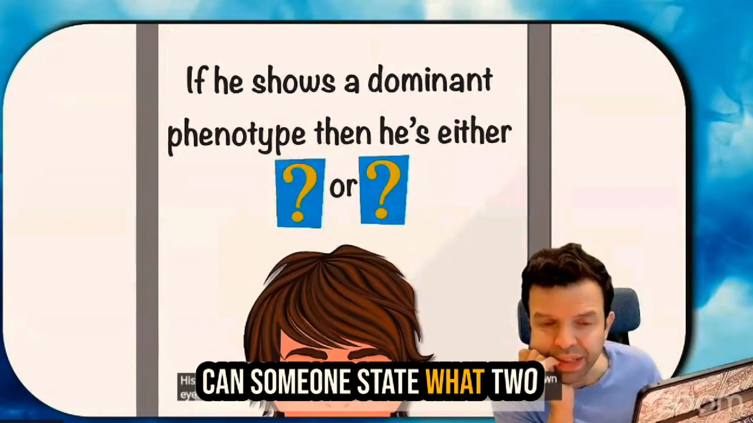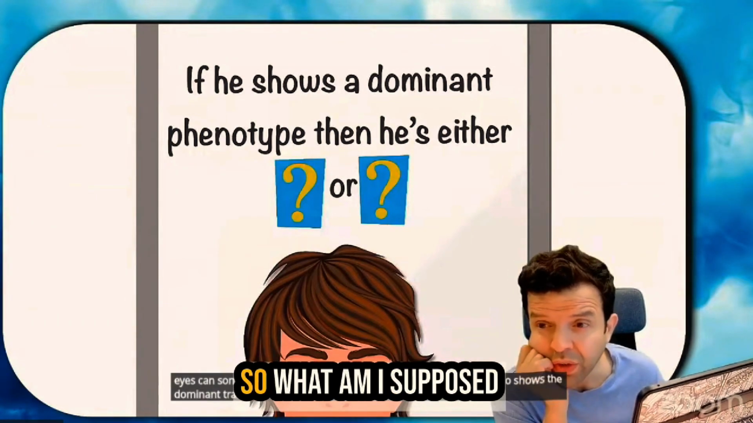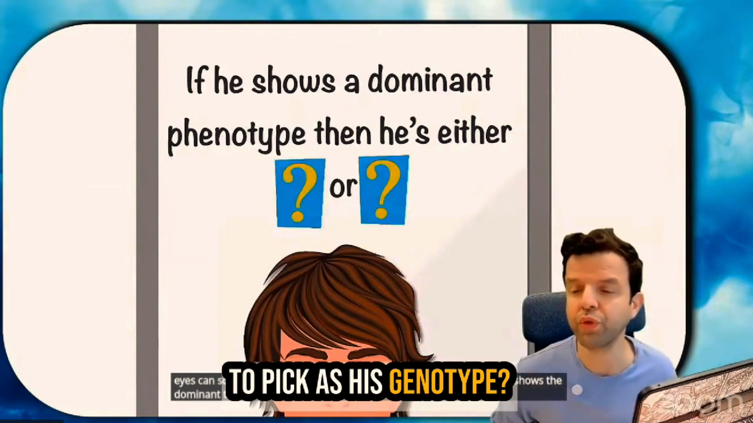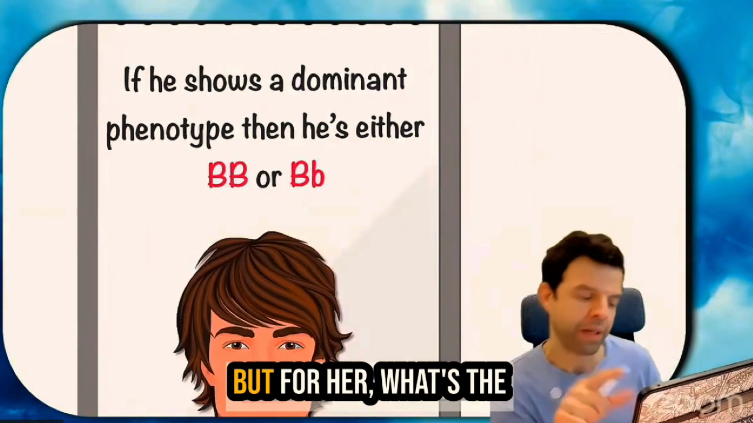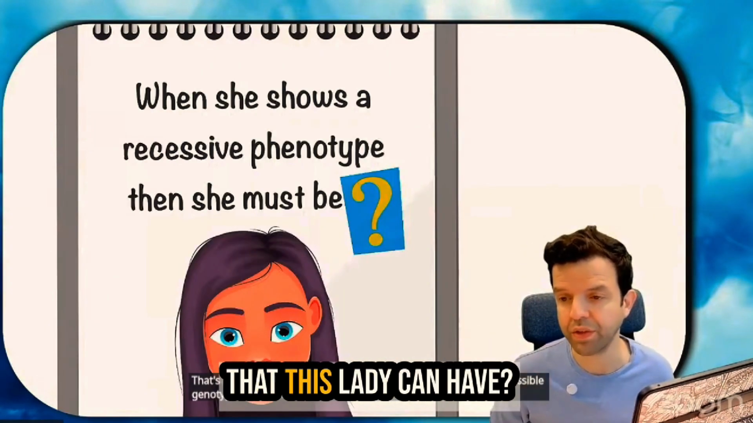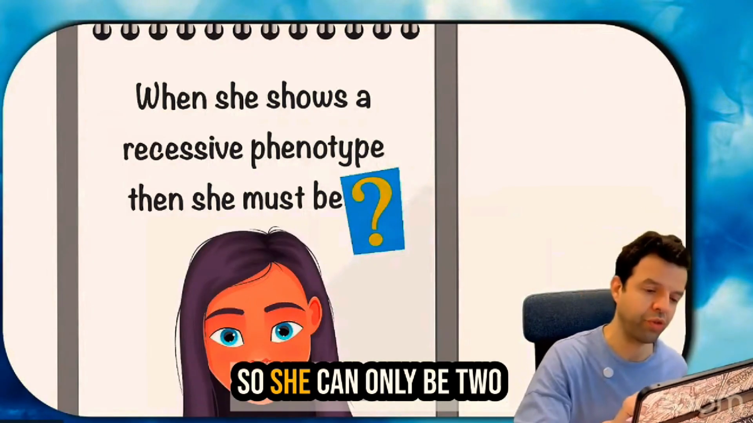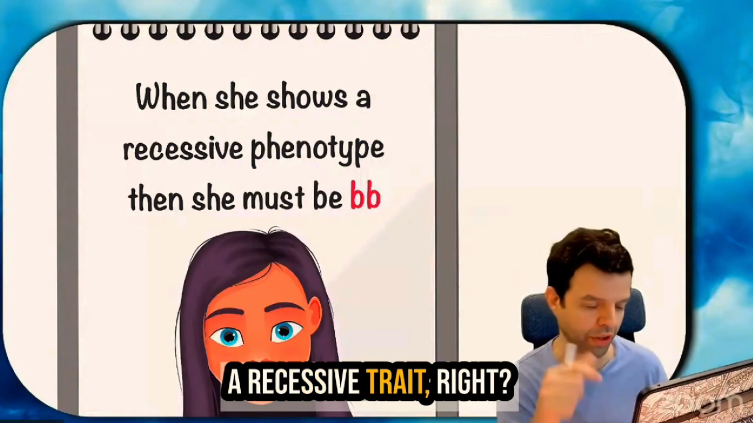Can someone state the two possible genotypes for someone who shows the dominant trait? So what am I supposed to pick as his genotype? Lamar? Sir, B capital, B small. Thank you. But for her, what's the only possible genotype that this lady can have? Two small b's. So she can only be two small b's because she shows a recessive trait, right?